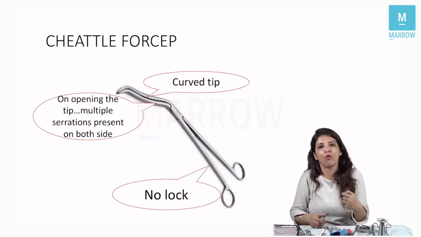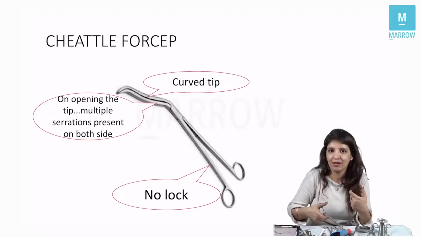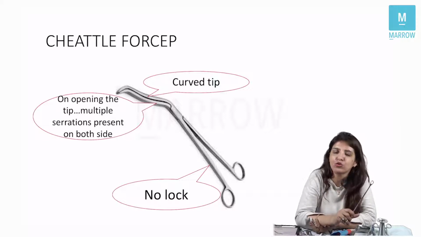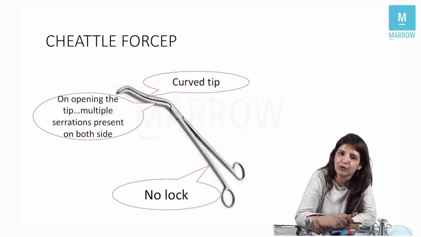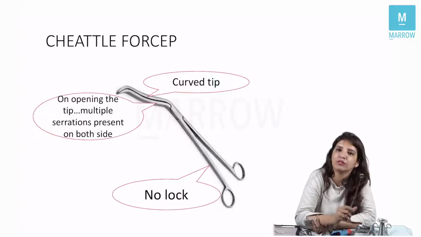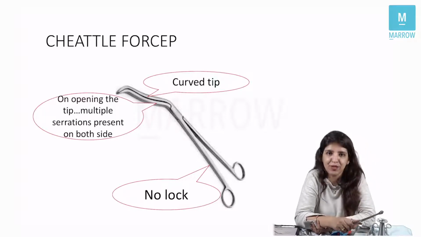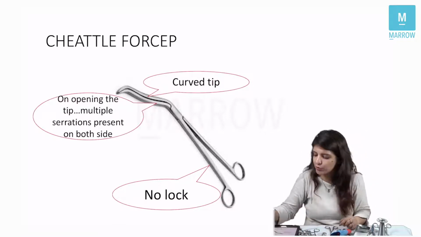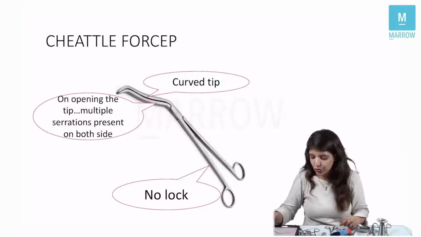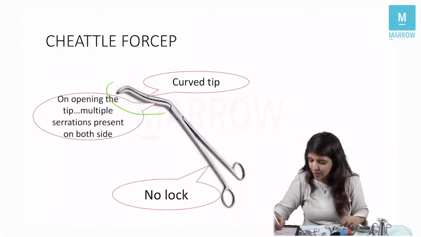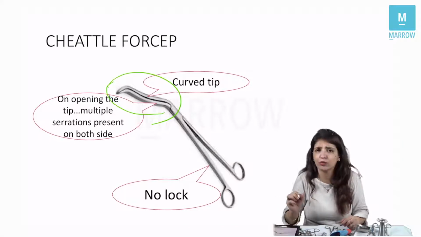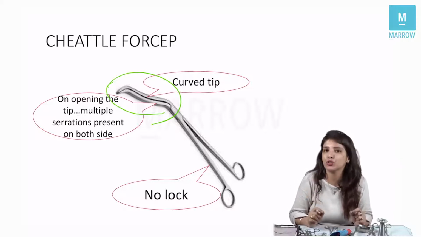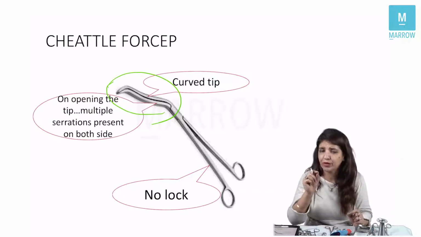Now, in order to hold sponges, in order to paint or to hold a swab, you were using a sponge holding forceps. What about transferring the instrument from the boiler? If you have to transfer a sterile instrument from the boiler, then the forceps which you use is a Cheatle's forceps. I don't have a Cheatle forceps, so look at the image which I'm showing you. A Cheatle forceps has a curved tip. It's very easy to recognize. It will have a curved tip, and when you open the tip, there will be multiple serrations present. Very typical tip, right?